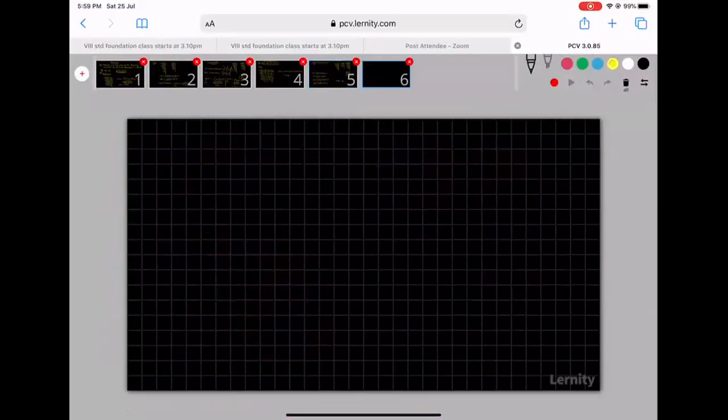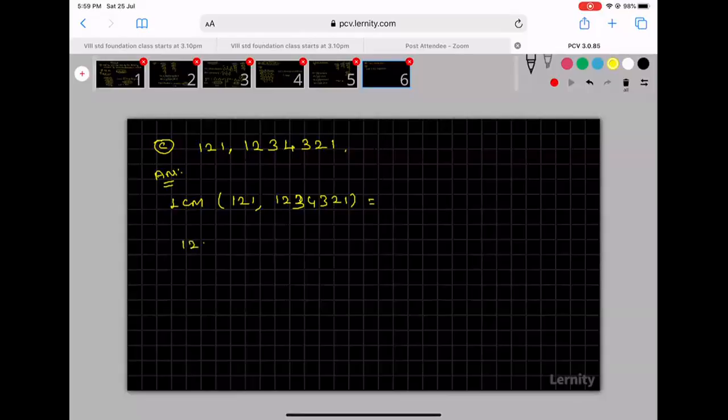Then problem number C. 121, 1, 2, 3, 4, 3, 2, 1. This is the question. We want to find both LCM and HCF. First, I'm going to find the LCM of 121, 1, 2, 3, 4, 3, 2, 1. Just I'm going to take these two. If I take the 11 table, I will get 11, 11.